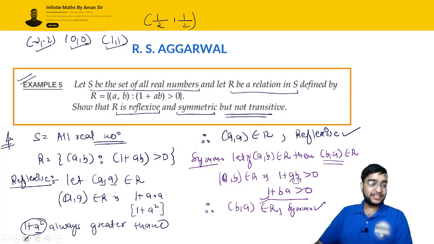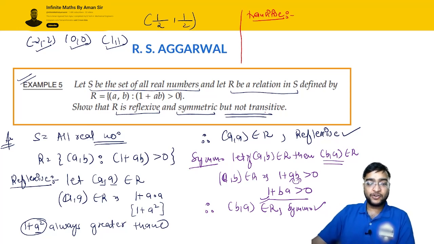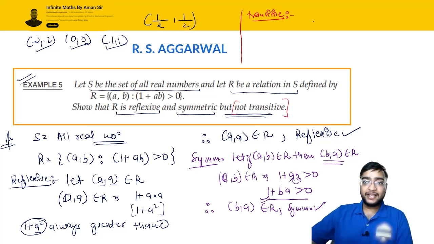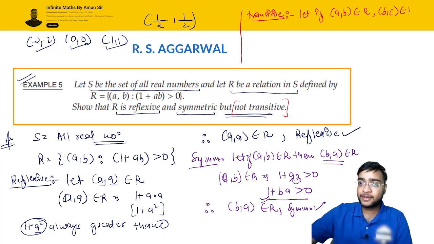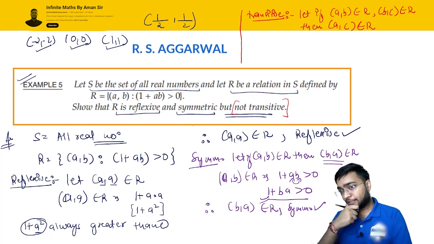Let's take the transitive one here. Let's try to find out whether it is transitive. For transitive, what can I show? If A comma B is in my relation, and I take B comma C also in my relation, then it must be that A comma C is also in my relation here.